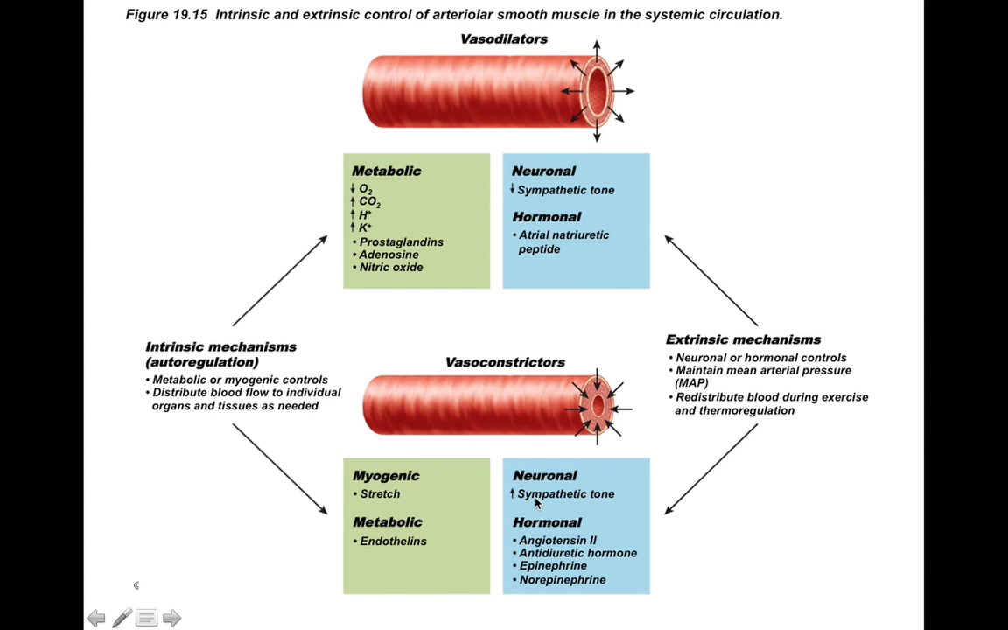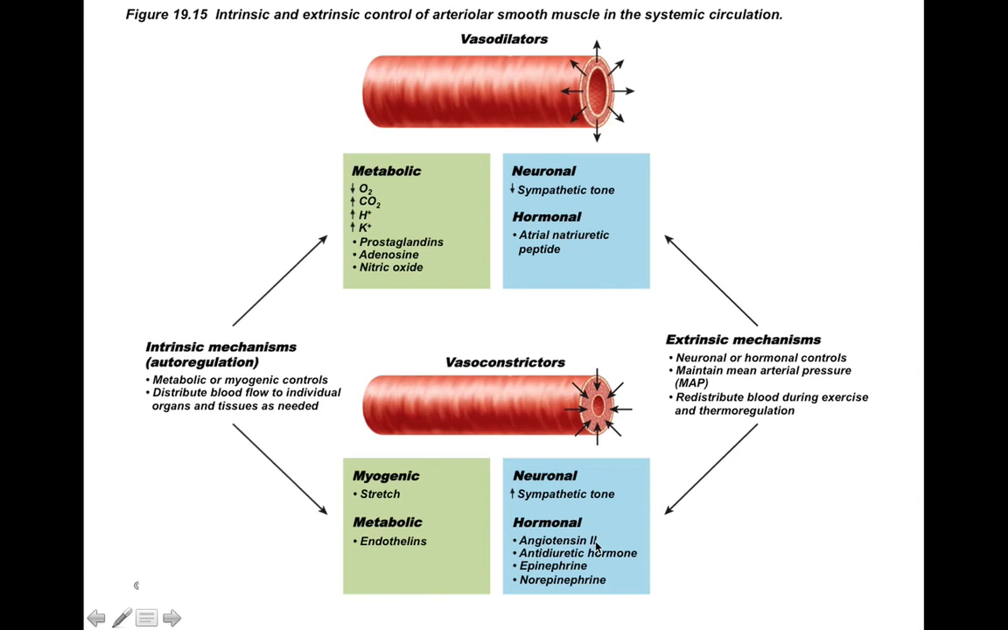In terms of the vasoconstrictors, what we find neuronally is an increase in sympathetic tone. If you have more sympathetic activity, that stimulates vasoconstriction. And if you vasoconstrict, what does it do to resistance of the vessel? Increases resistance, which increases blood pressure. Very good. Other vasoconstrictors we talked about: angiotensin II, epinephrine, norepinephrine, antidiuretic hormone.